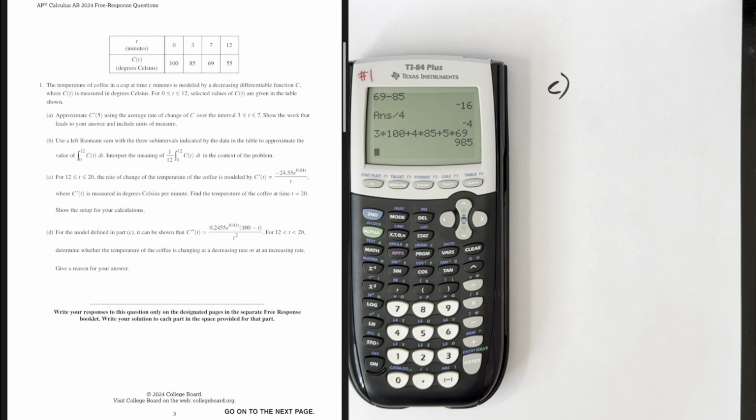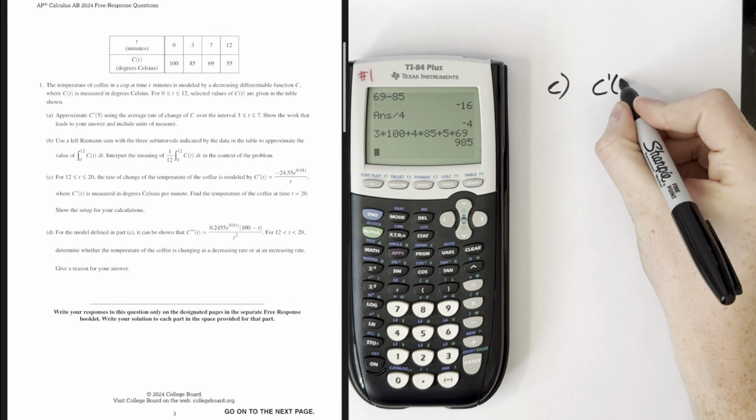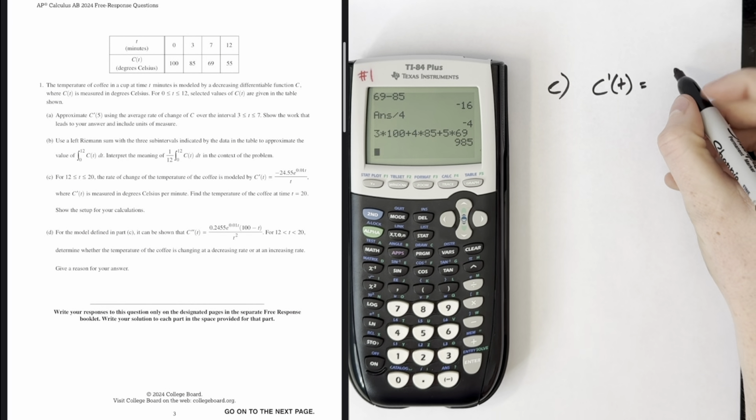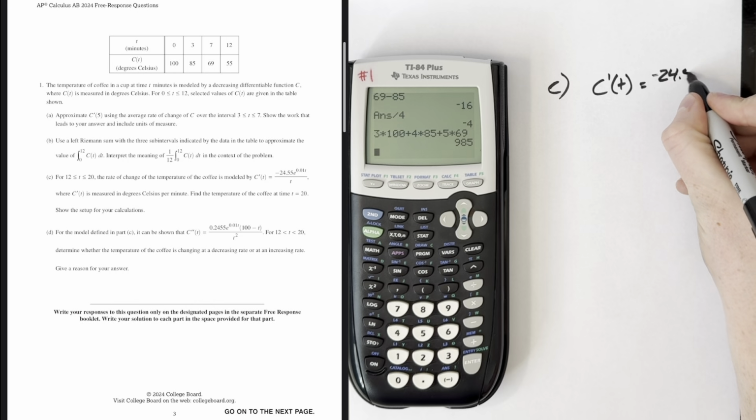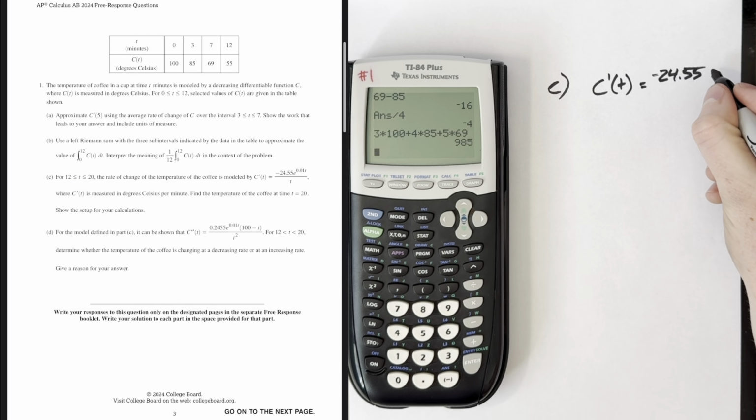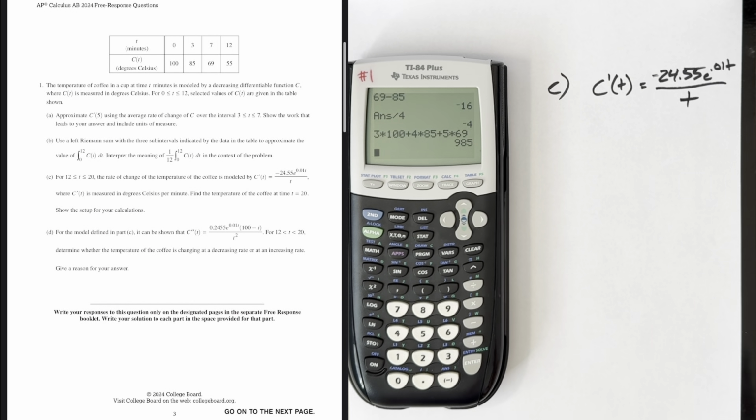So, part C. For t between 12 and 20, the rate of change of the temperature of the coffee is modeled by, I'll write it down. It's pretty ugly, but C prime of t is equal to negative 24.55 e to the 0.01 t divided by t. So that's our rate of change of the temperature of the coffee, where C prime of t is measured in degrees Celsius per minute. Find the temperature of the coffee at time t equals 20 and show the setups for your calculations.